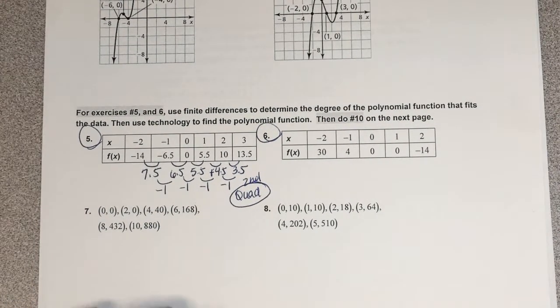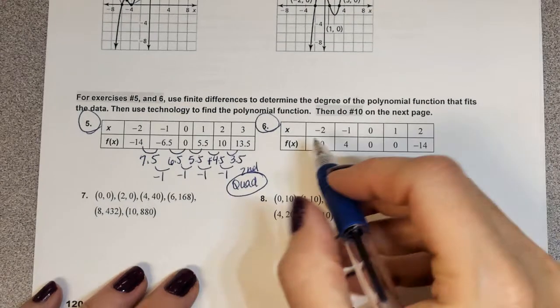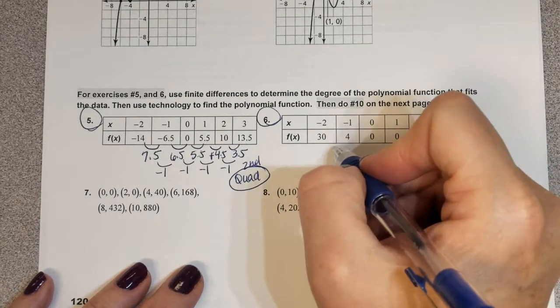We were then supposed to use the technology to find the polynomial function, but we'll just wait and do that on the next one, okay? So let's look at number 6.